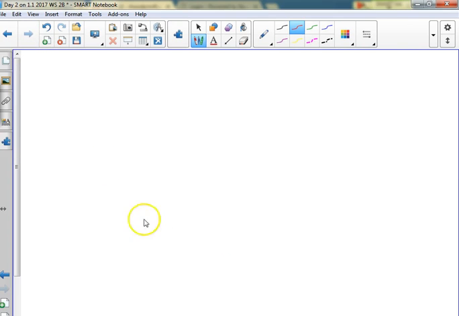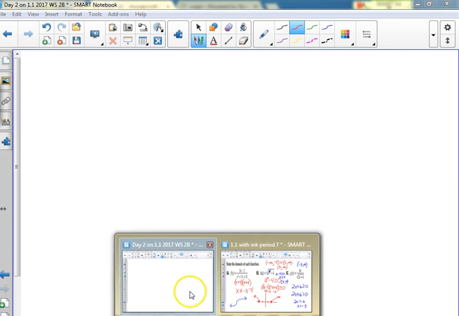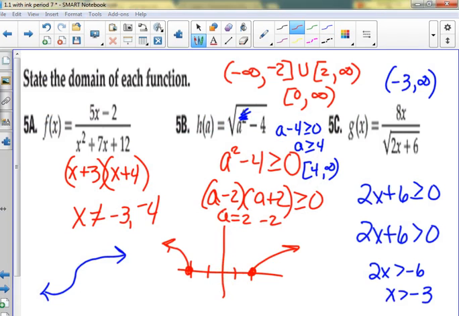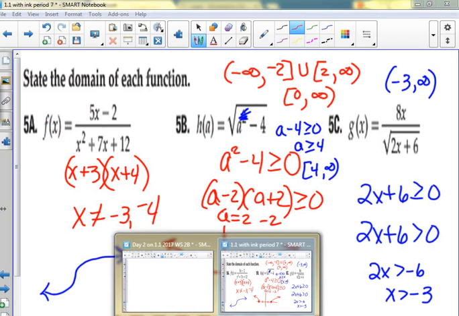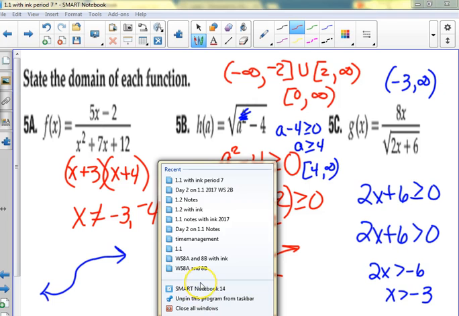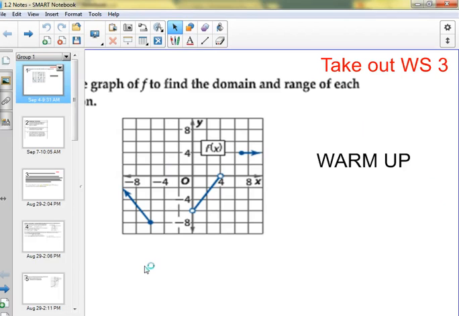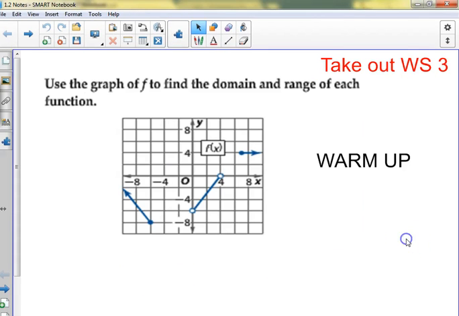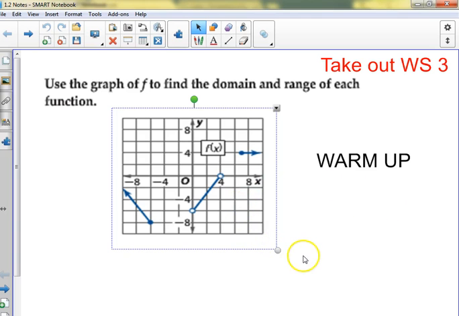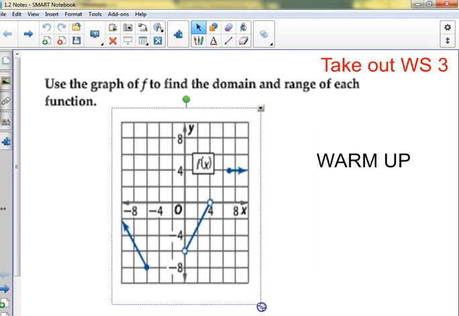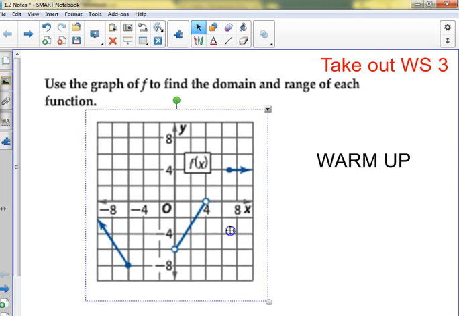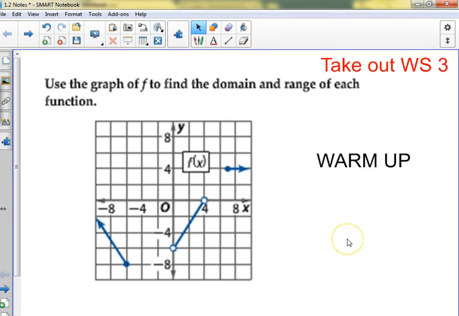All right. Then I want to talk a little bit about worksheet 3. Did I close that one somehow? Okay, let's talk about domain and range. Can you see this? You see the blue parts?